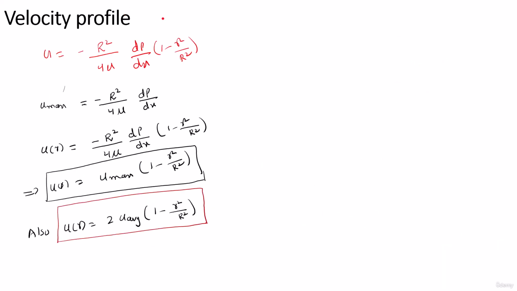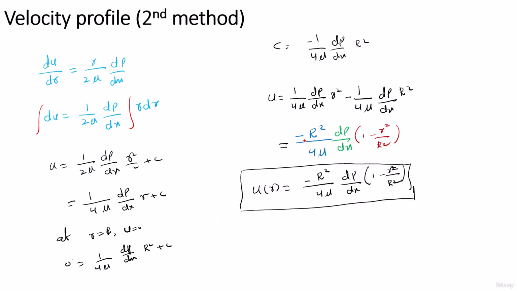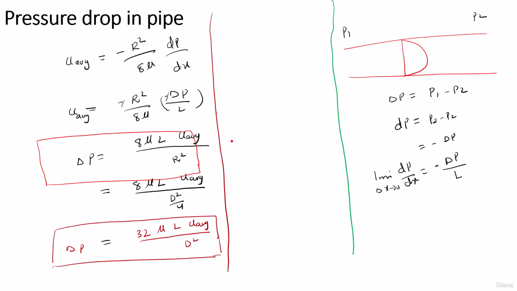Now put this value in the equation. So I can write the velocity profile as U maximum times 1 minus r square upon R square, and in terms of U average it is equal to twice the U average times 1 minus r square upon R square. The second method for the velocity profile is from the equation of dP by dx with the tau wall. The tau wall has the velocity gradient, and then put the velocity gradient into the equation, solve it, and you get the same formula. Again manipulate the equation, and you get the equations for U average and U maximum, and you can find UR in terms of U maximum and U average.